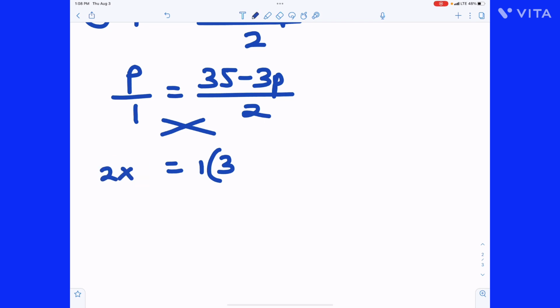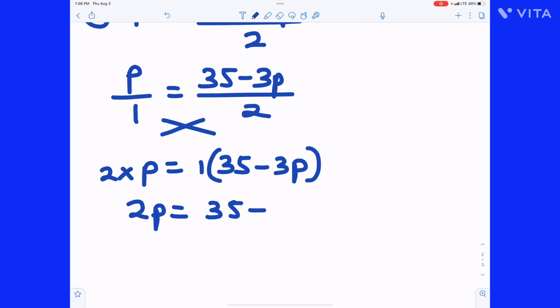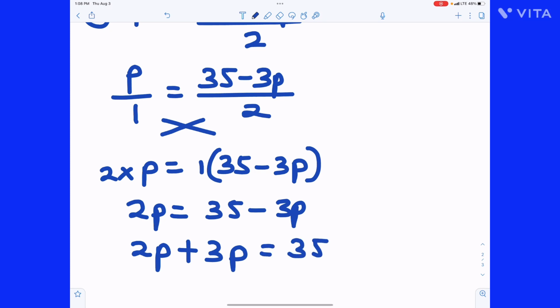You get 2 times p is equal to what? 1 times 35 minus 3p. That gives you 2p is equal to 35 minus 3p. So collect like terms. 2p plus 3p is equal to 35. Here, I need to put my p's together. If I bring minus 3p to the left here, it will change to plus 3p. So that gives me what?